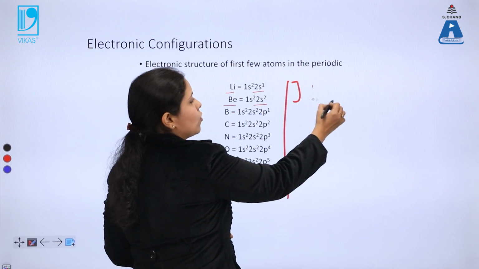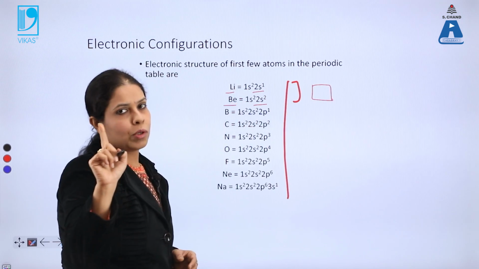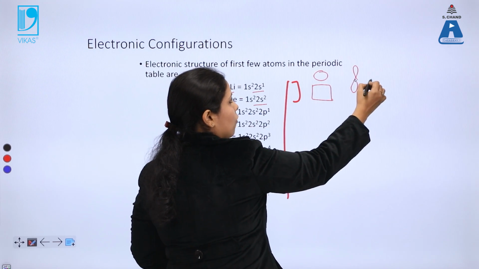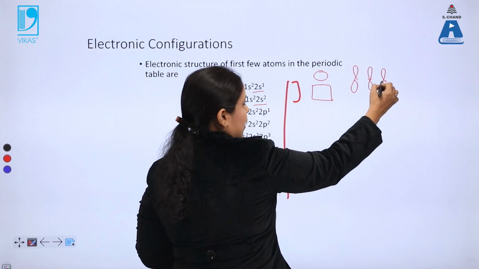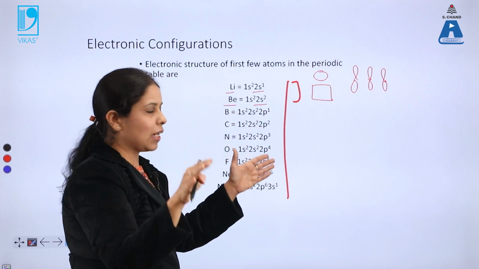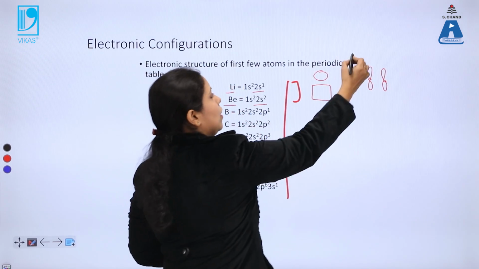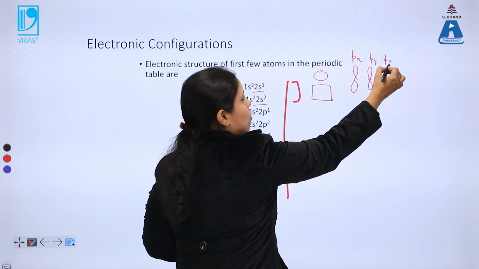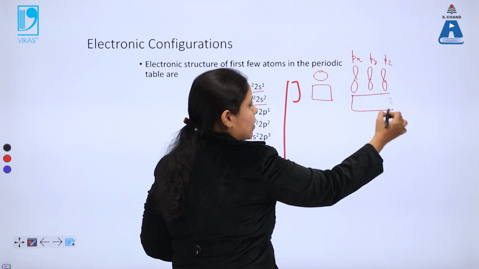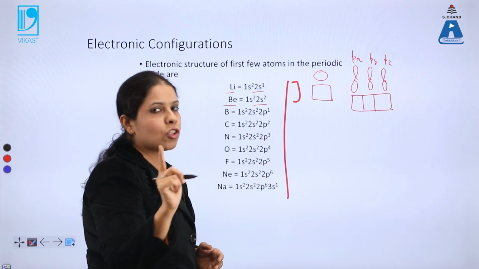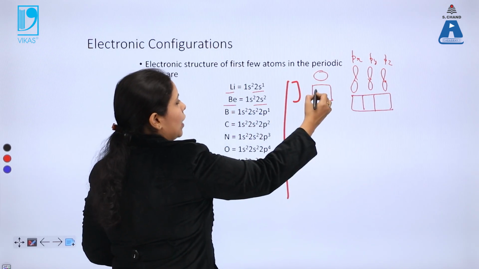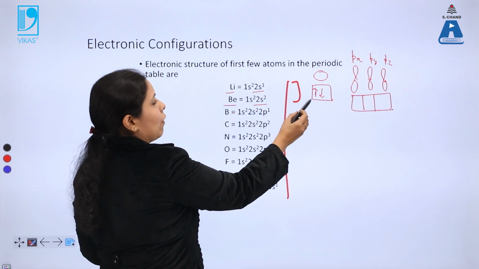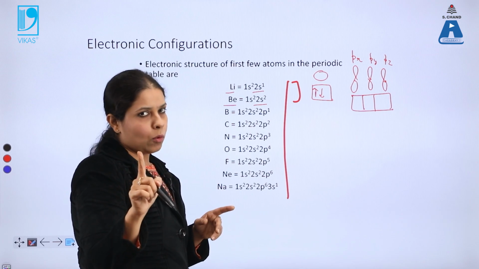Now, only one s orbital is possible, and as I told you, its shape is spherical. For p, we have px, py, pz, in different directions. So we denote these like this. Each orbital can have 2 electrons, so one electron is here and one electron can come like this. So lithium has 2s1, which means the s orbital will have 1 electron.